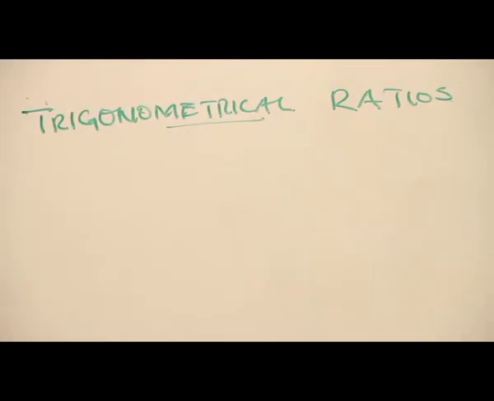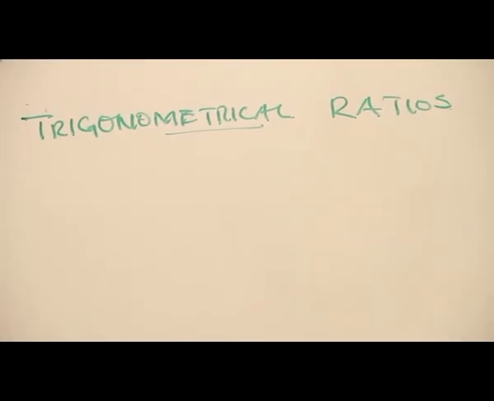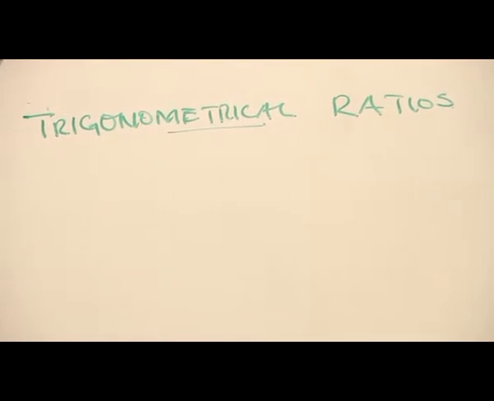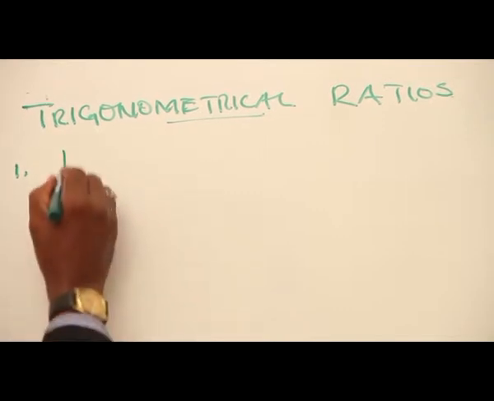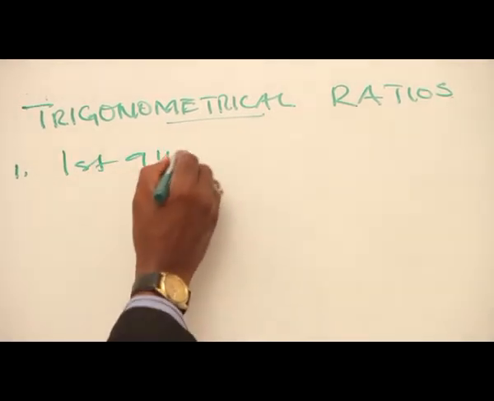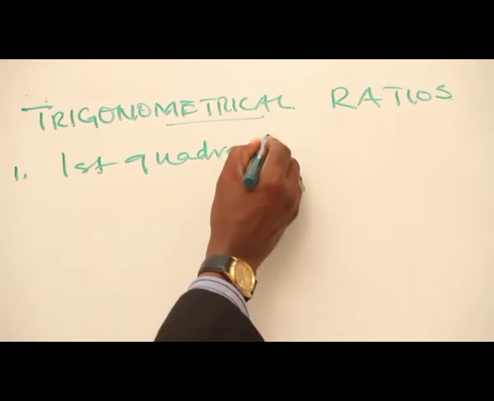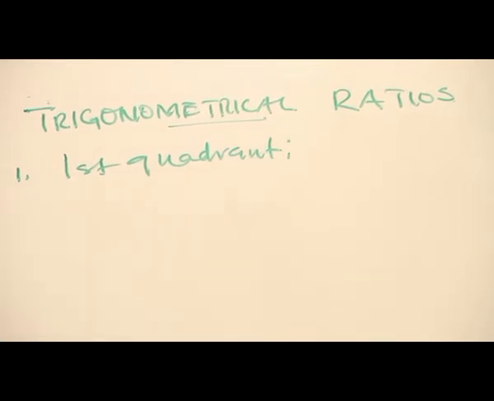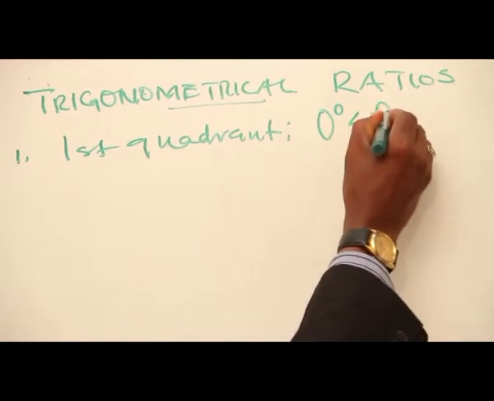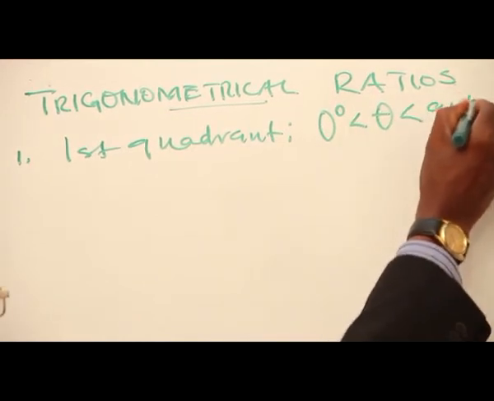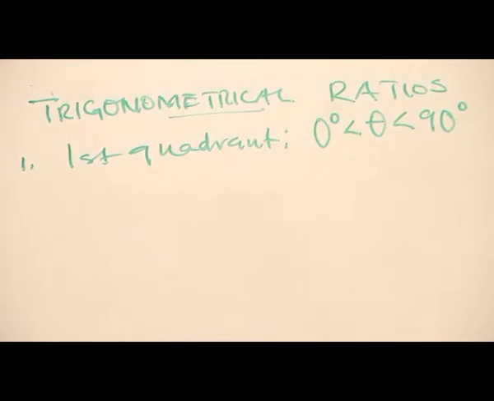We shall now be looking at the trigonometrical ratios in the 4 quadrants. Beginning with the first quadrant, which lies between 0 degrees and 90 degrees, the acute case.